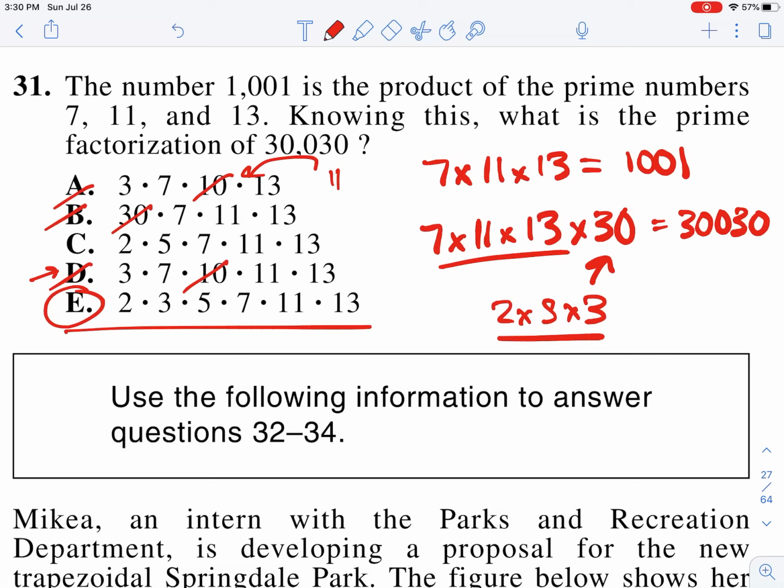C is close because they add the 2 and the 5, but they get a 7. Oh, sorry, the 7 is the original. They're ignoring a value. They're ignoring a 3 in here. There should be a 3. So C is out for that reason. All right, moving on.